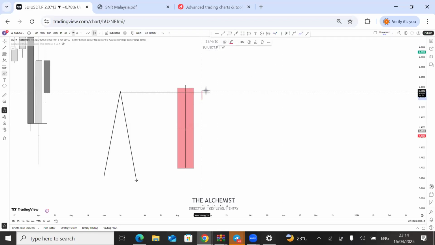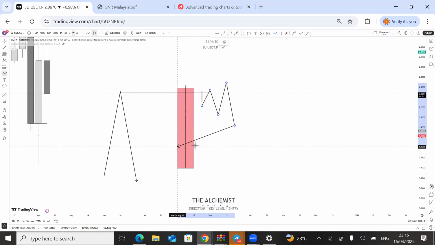Let me see, why is this going straight? That's when you want to see your, I don't know, why is this guy going straight? So that's when you want to see your sweep break of structure on the one.